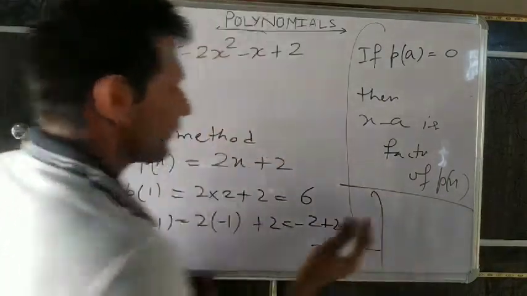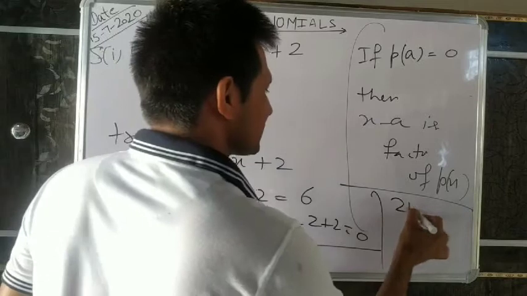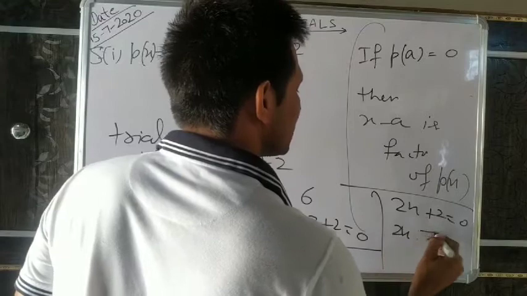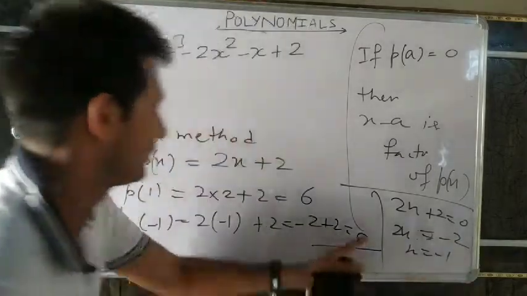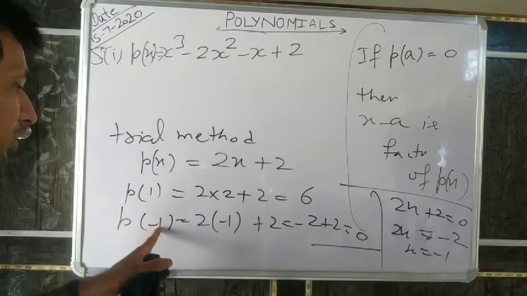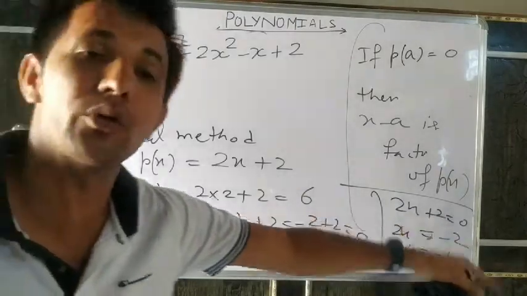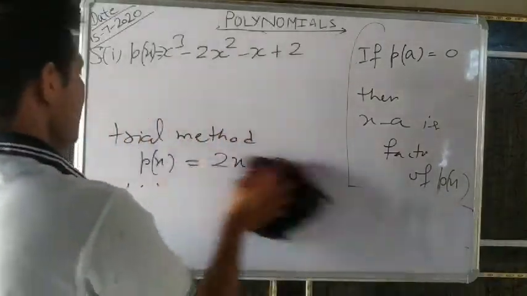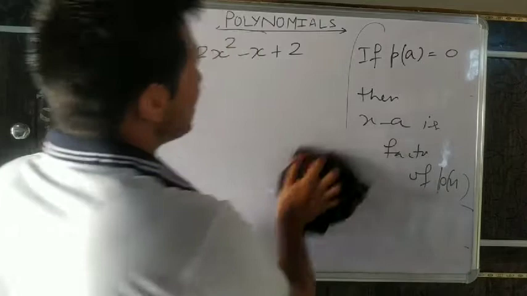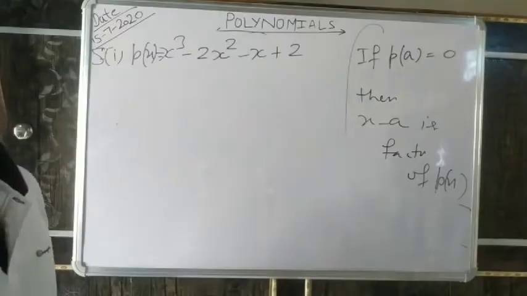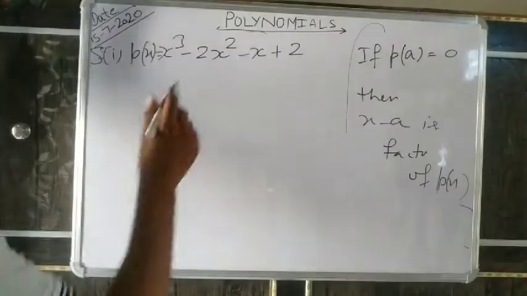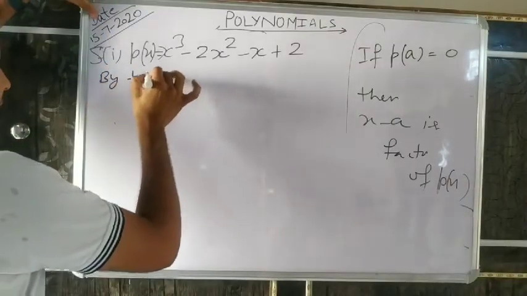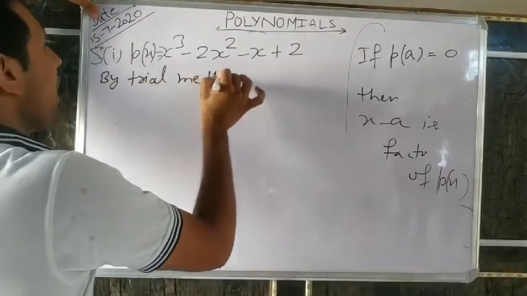Otherwise, we can find it directly also, because we can equate 2x plus 2 to 0. So 2x plus 2 equal to 0, taking 2 to the other side, minus 2, so x equal to minus 1. If you put x equal to minus 1, it becomes 0. But we are doing it by the trial method, because in a cubic polynomial we cannot equate to 0. So we will write, if P(a) equals 0, by the trial method. How will we check?